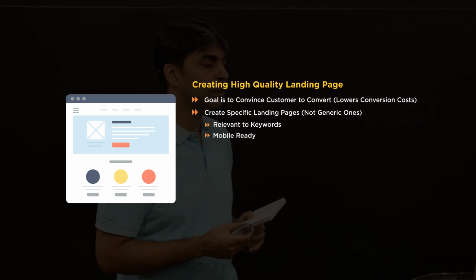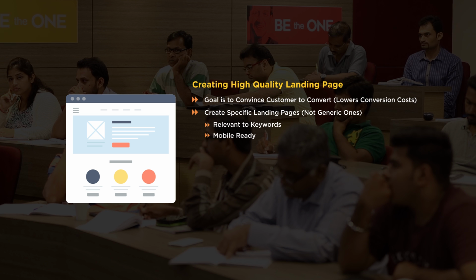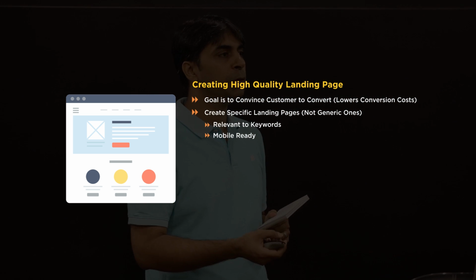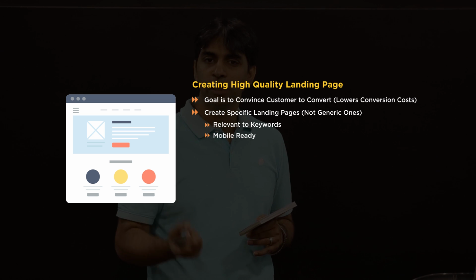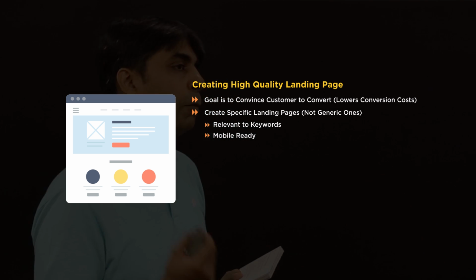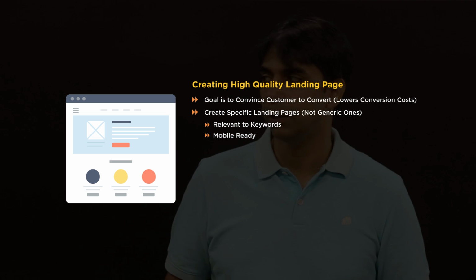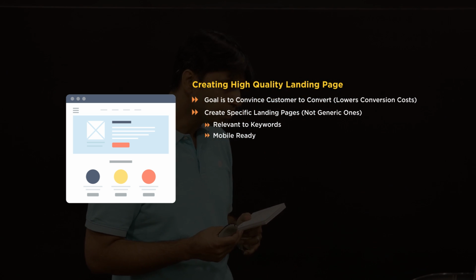Make sure it's mobile ready. Don't make a landing page that cannot be opened on a mobile, because remember, we keep on saying so much of the ad revenue is being driven from the mobile. So many of the searches are being done from a mobile. Why would our landing page not be mobile ready? Okay? Make sure of that.